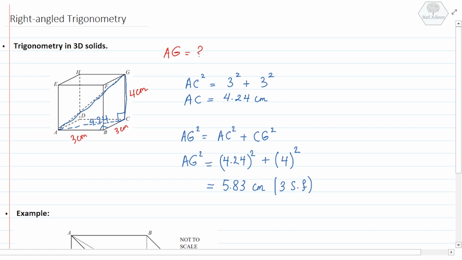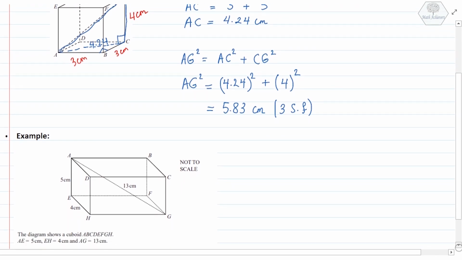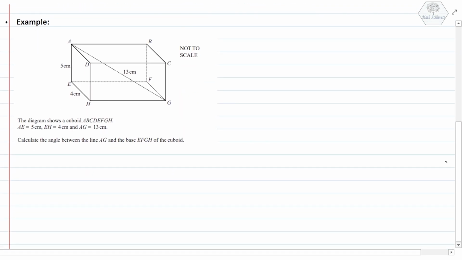Let's have an example now. The diagram shows a cuboid having the vertices A, B, C, D, E, F, G, and H. We have AE to be 5 centimeters. We have EH to be 4 centimeters and AG to be 13 centimeters. We want to calculate the angle between the line AG and the base.